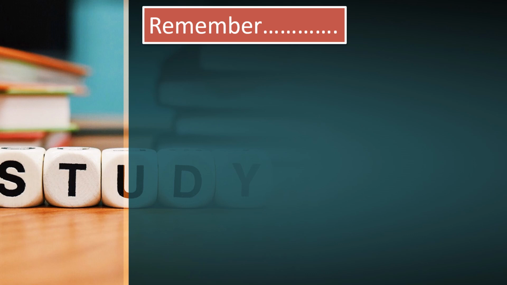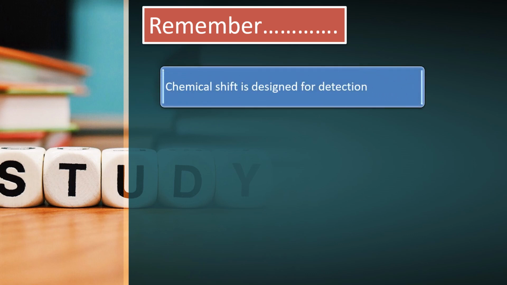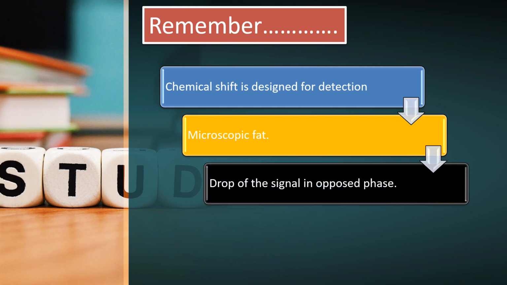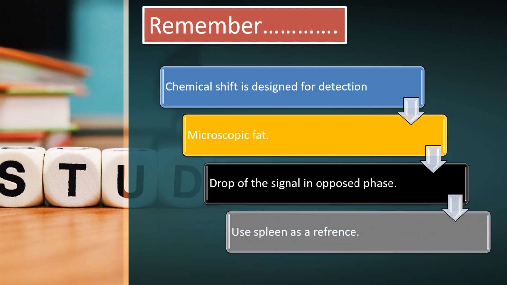Finally, remember that chemical shift is designed for detection of microscopic fat, or what we call intracellular fat, and the key imaging finding is drop of the signal in the opposed phase image. Don't forget to use spleen as a reference organ.